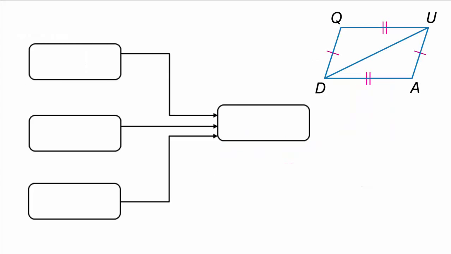So here we have our flow chart, and what you see is a couple of different ovals, bubbles, let's just call them bubbles, and the 3 of them are connected to one main bubble here. What's going to go in that last bubble is what we're trying to prove, and if you remember, what we're trying to prove is that triangle QUD is congruent to triangle ADU.